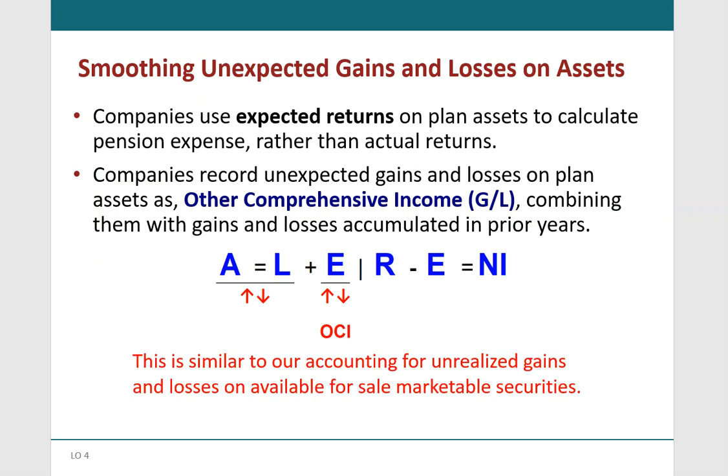This treatment is similar to our accounting for unrealized gains and losses on available for sale marketable securities that are carried at their fair market value, but unrealized gains and losses aren't reported on the income statement. Rather, they become a separate component of other comprehensive income in the stockholders' equity section of the balance sheet.